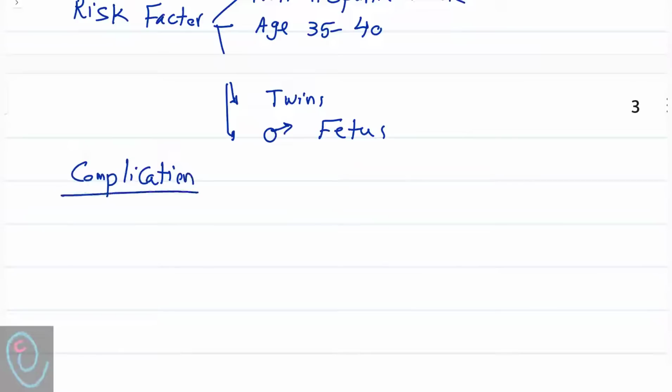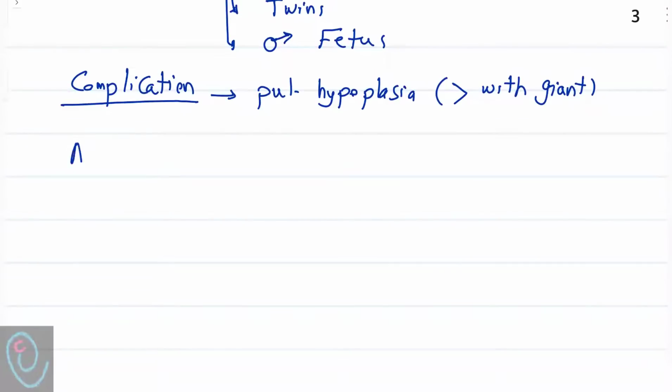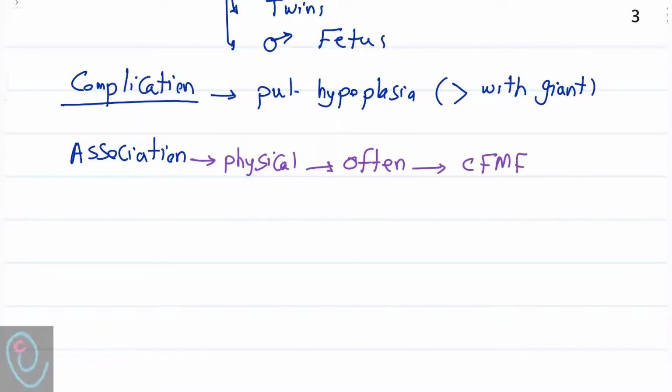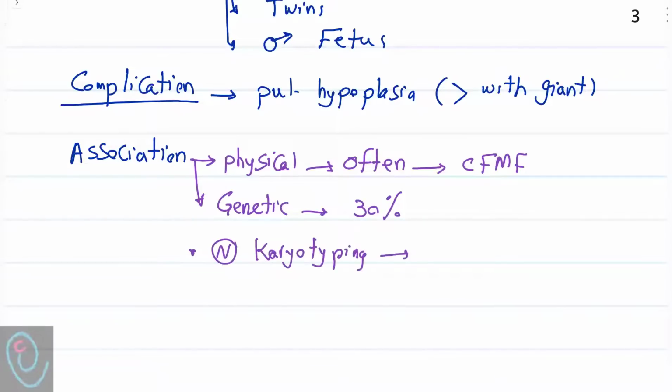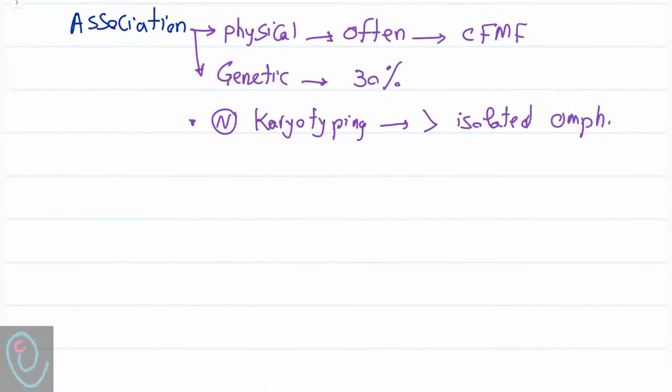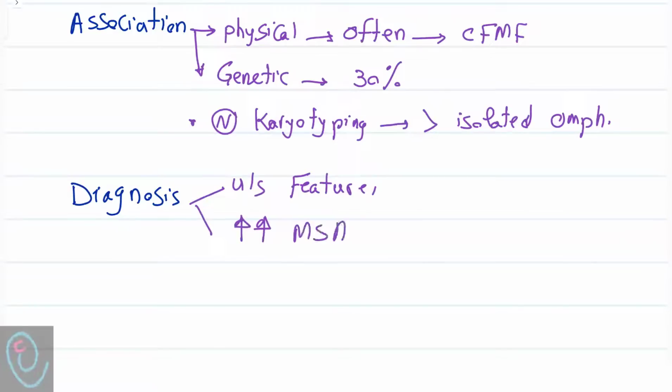One suspected complication is pulmonary hypoplasia, especially with giant omphalocele. Omphalocele is often associated with other congenital fetal malformations, such as cardiac defects and genitourinary manifestations. In addition, 30% of cases are associated with genetic problems, such as chromosomal aneuploidy and Beckwith-Wiedemann syndrome. If karyotyping is normal, this is more common with isolated omphalocele. The diagnosis of omphalocele requires ultrasound criteria. In addition, there is markedly increased maternal serum alpha-fetoprotein.